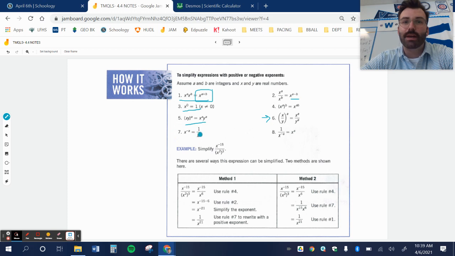A negative exponent, to make it positive, I put on the bottom. A negative exponent that's already on the bottom, I move it to the top. Technically, you can think about this as being over 1. That is true, but we don't always write that.